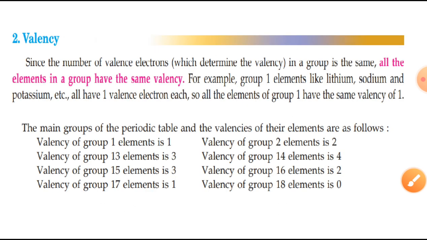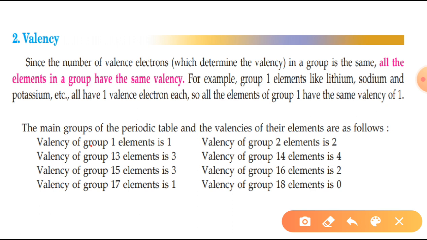Now the next property to be discussed is valency. As we know, valency of any element is the number of electrons either gained or lost by an element in order to get a stable configuration. So this is the valency. All the elements in the same group must have the same valency, as valency is determined by the number of valence electrons, and we know the number of valence electrons in any group is the same. So that's the reason valency is going to be the same.